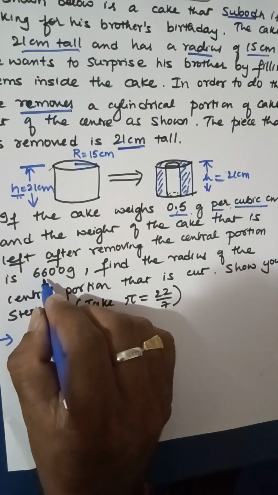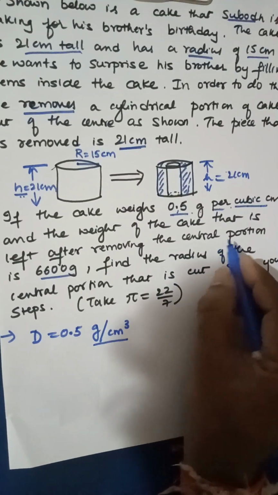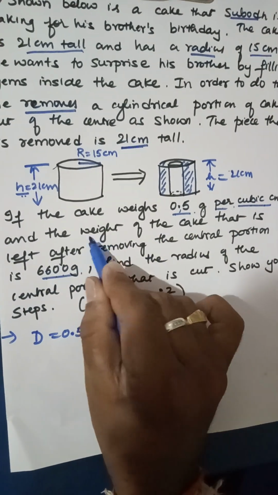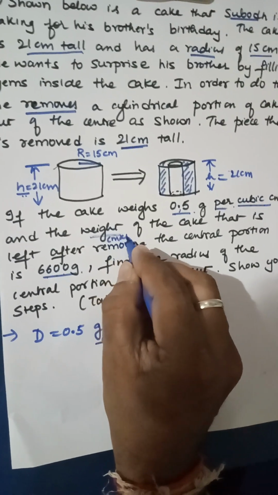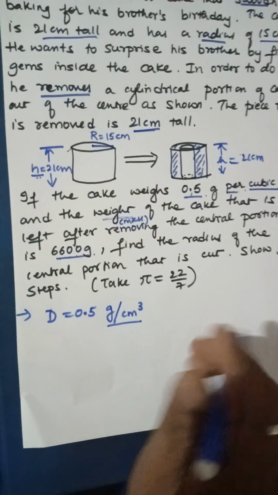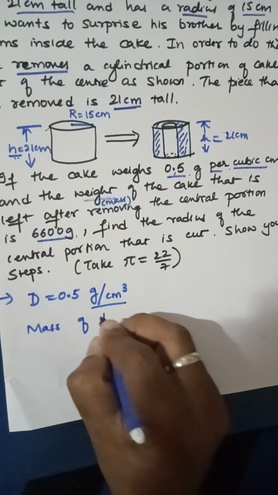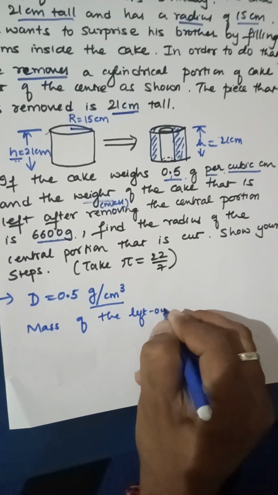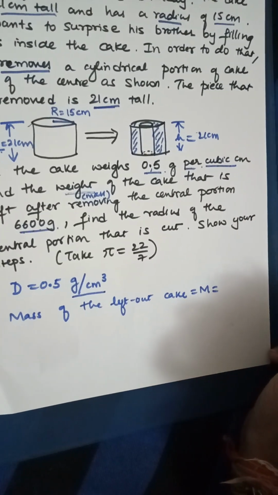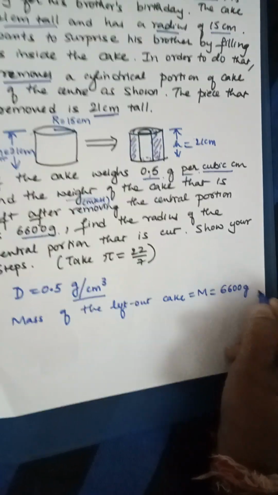Now some portion of cake is left out and its mass is 6,600 grams. See, the weight of the cake, here weight refers to mass. Mass of the cake that is left after removing the central portion is 6,600 grams. So mass of the left out cake is equal to m, that is equal to 6,600 grams.